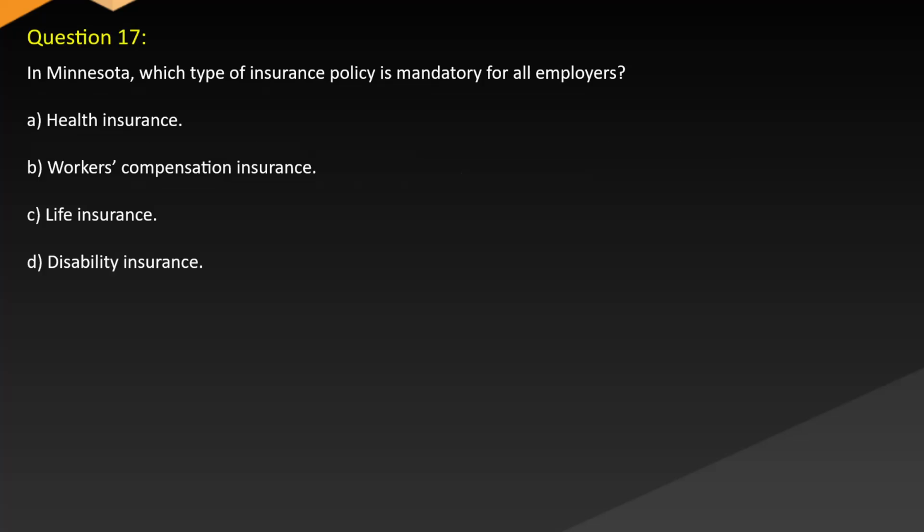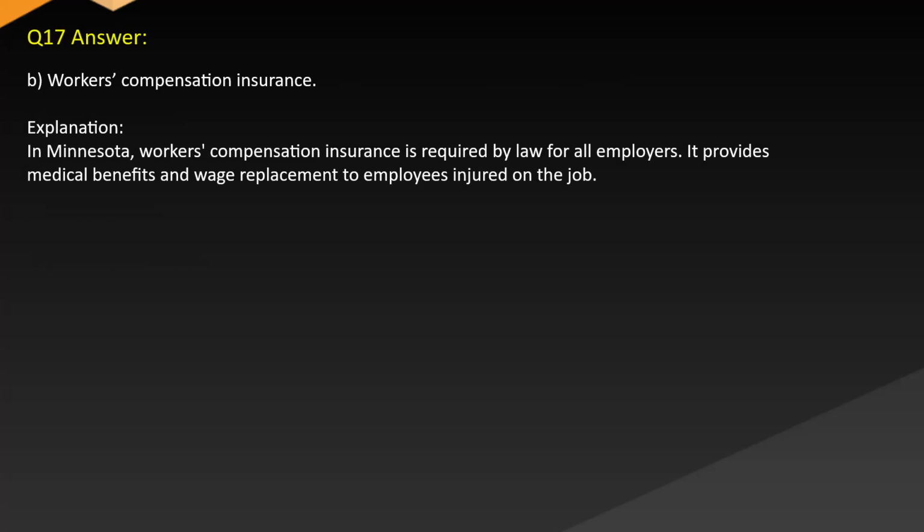consumers. Question 17. In Minnesota, which type of insurance policy is mandatory for all employers? A. Health insurance. B. Workers' compensation insurance. C. Life insurance. D. Disability insurance. Answer: B. Workers' compensation insurance. Explanation: in Minnesota, workers' compensation insurance is required by law for all employers. It provides medical benefits and wage replacement to employees injured on the job.